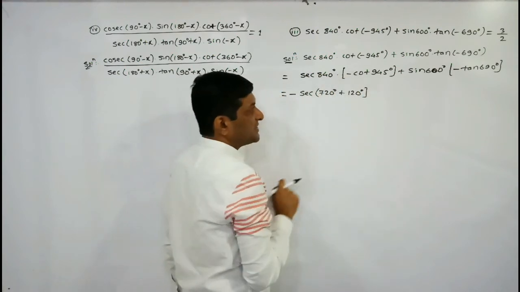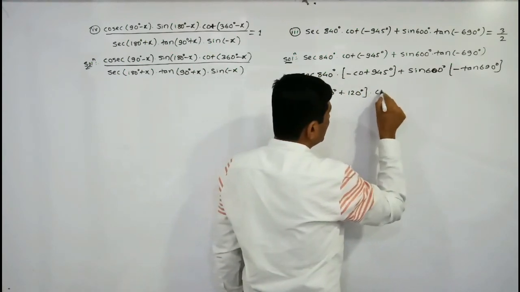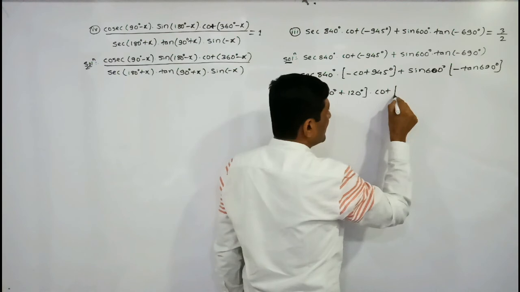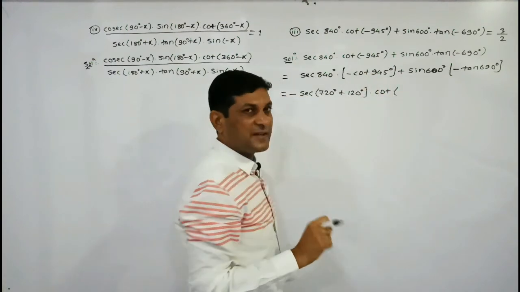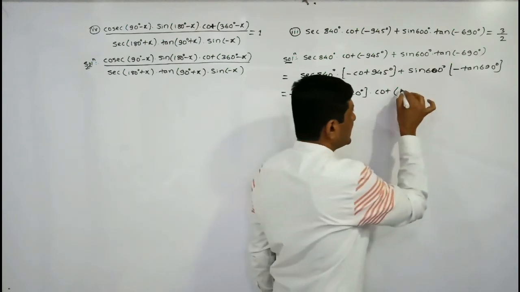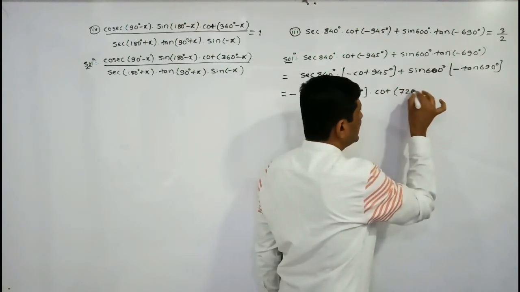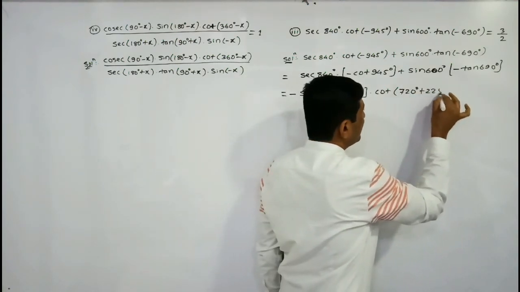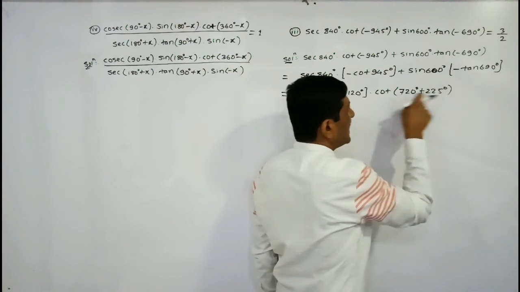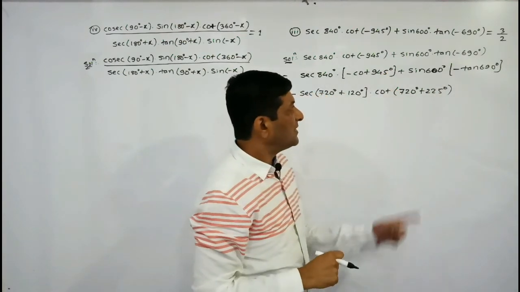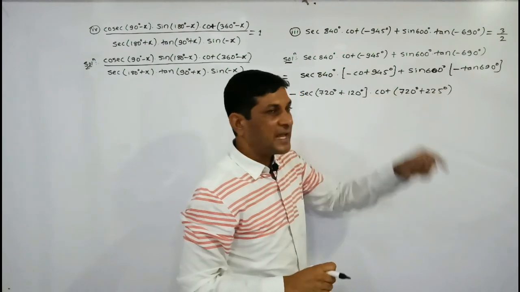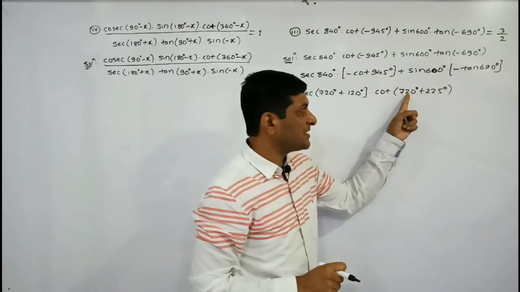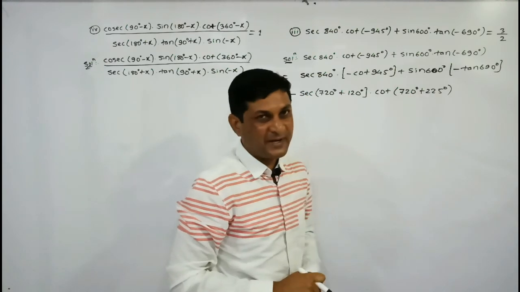Already minus we have written here, cot 945 degrees. 945 degrees, it is also greater than what? 720. So it can be written as 720 degrees plus 225 degrees. Check that whether their addition will be equal to 945 or not. Yes, we can observe that 945 degree can be split up as 720 plus 225.